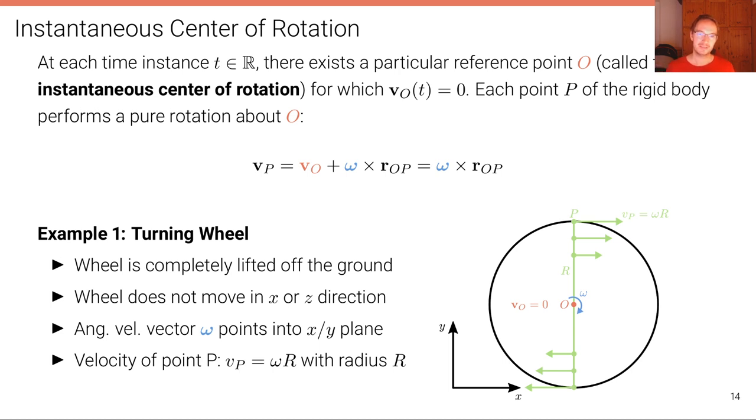At each time instance t, there exists one particular reference point, O of t, that's called the instantaneous center of rotation, for which the velocity of that point O is zero. And each point P of the rigid body performs a pure rotation about that reference point O, which is called the instantaneous center of rotation. Which means that the velocity of any point, which is described by the translational part and the rotational component, only comprises the rotational component.